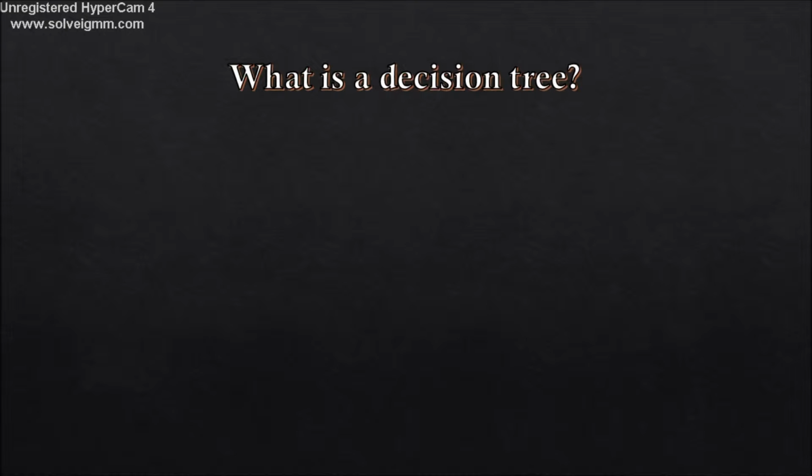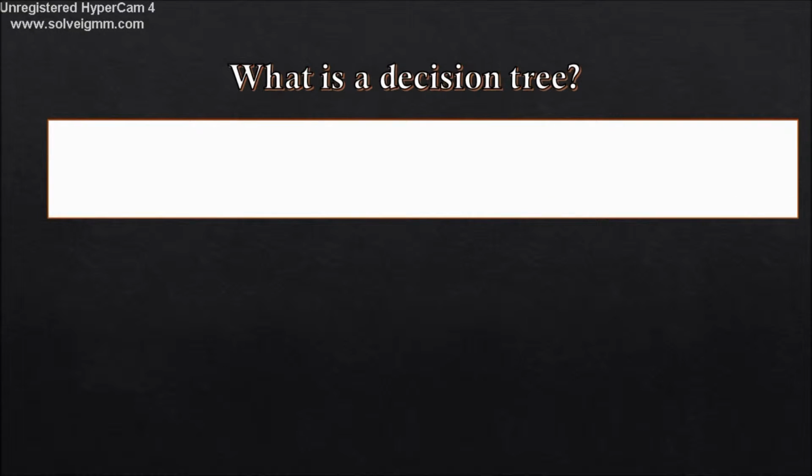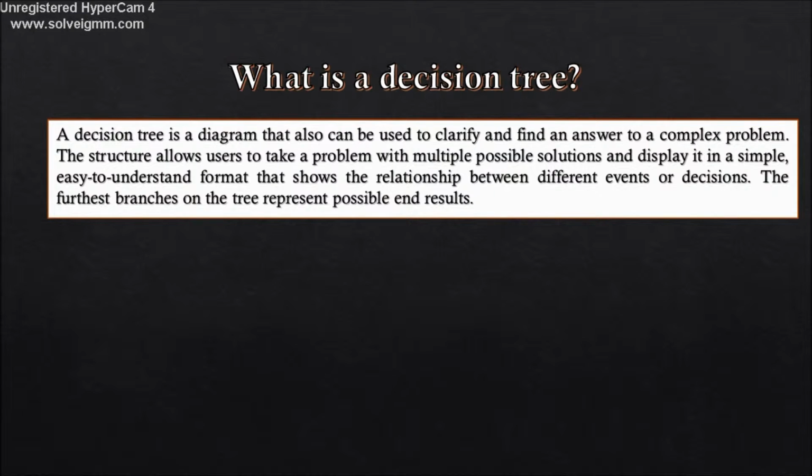What is a decision tree? Well, a decision tree is a diagram that can be used to clarify and find an answer to a complex problem. The structure allows users to take a problem with multiple possible solutions and display it in a simple, easy to understand format that shows the relationship between different events or decisions. The furthest branches on the tree represent possible end results.